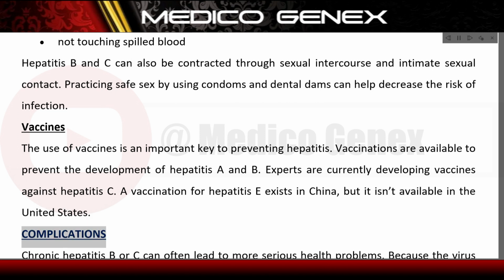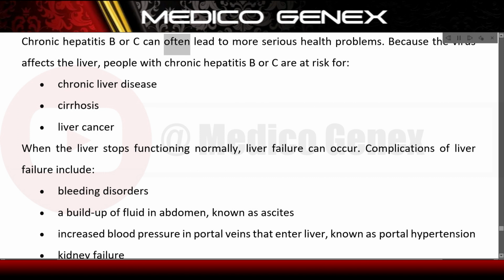Complications. Chronic hepatitis B or C can often lead to more serious health problems. Because the virus affects the liver, people with chronic hepatitis B or C are at risk for chronic liver disease, cirrhosis, liver cancer. When the liver stops functioning normally, liver failure can occur.